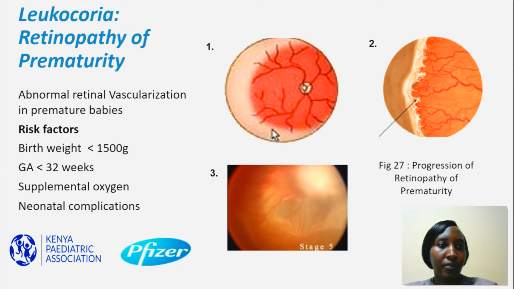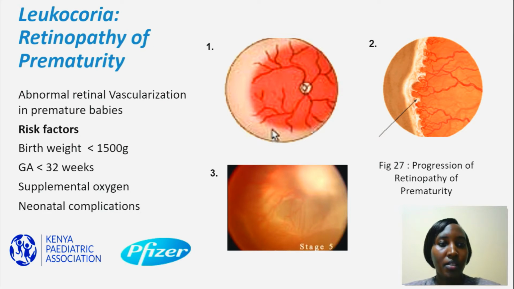So the third and also very important cause of leukocoria is retinopathy of prematurity. This is becoming quite common with improved neonatal care. And retinopathy of prematurity occurs in premature babies, those who are less than 1,500 grams, or those who have been born before 32 weeks of gestation and have had supplemental oxygen, and those who have neonatal complications.